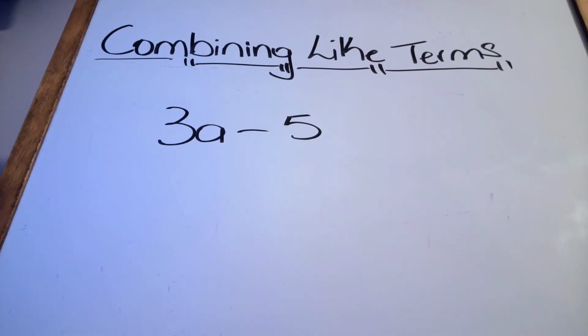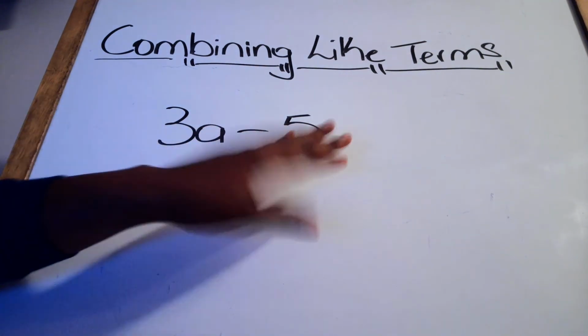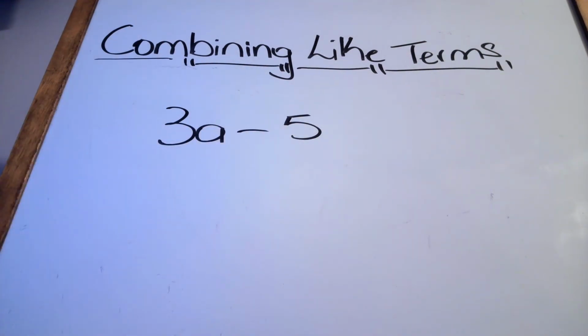Topic for this video is combining like terms. Before I get into it, I just want to explain. This is an expression. An expression does not contain an equal sign. Alright? So an expression does not have an equal sign.